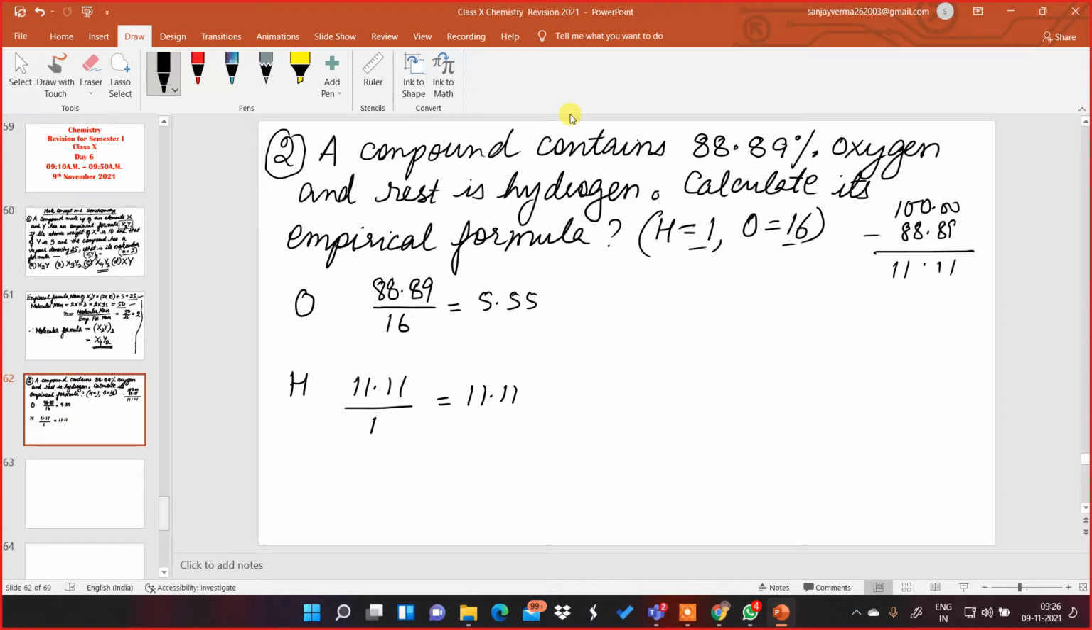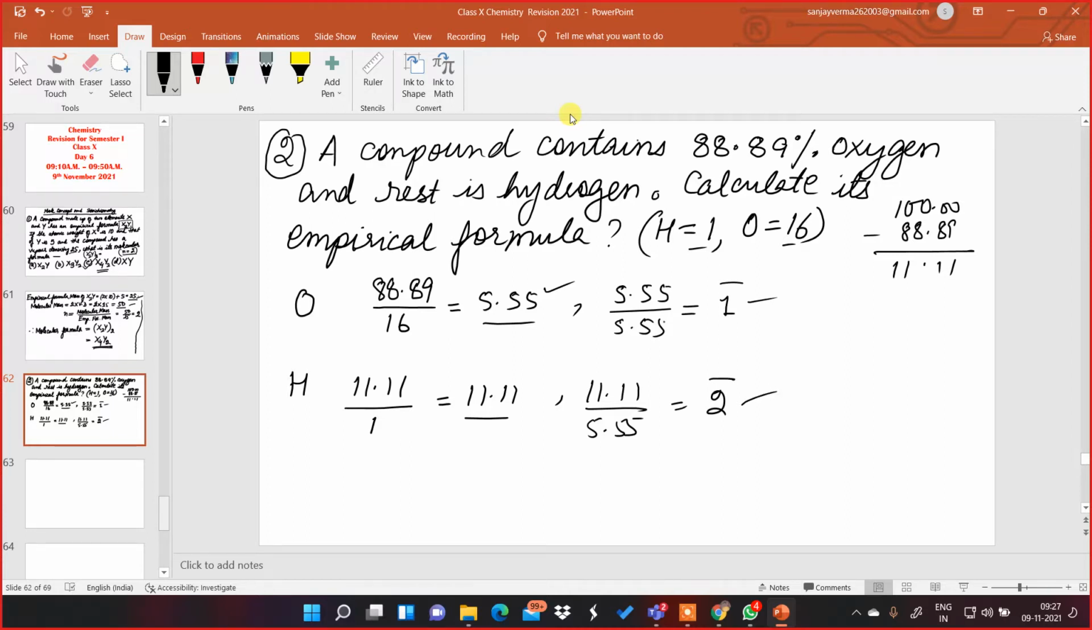Now after that, get the simple ratio. To get the simple ratio for oxygen and hydrogen, you have to divide the numbers 5.55 and 11.11 by the smaller of the two, which is 5.55. So 5.55 divided by 5.55 is 1, and 11.11 divided by 5.55 comes to 2. So this is the simplest ratio of oxygen and hydrogen in the compound.